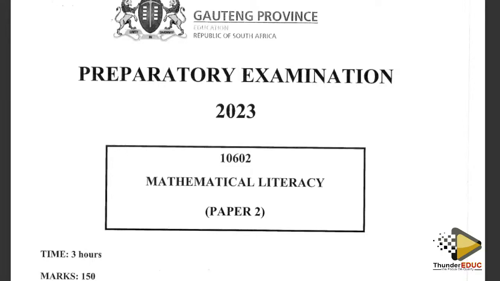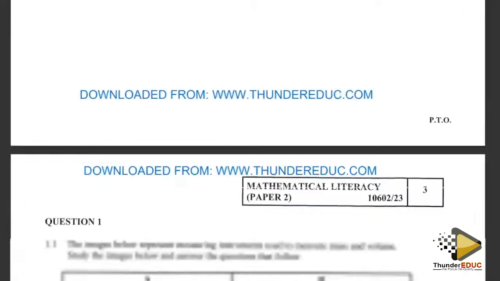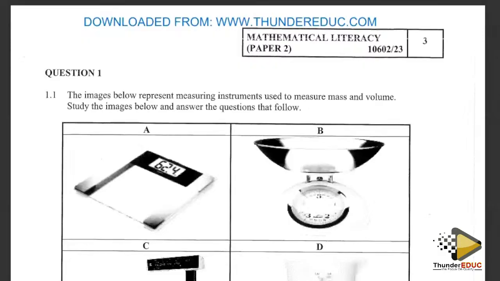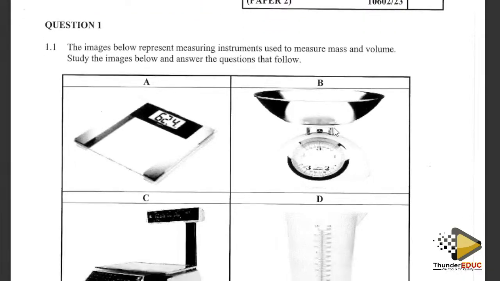All right, let's go through paper 2, prelim paper 2. Okay, we got the questions. Where are the instructions already? We have some diagrams here, which are instruments. Question 1, 1.1. The images below represent measuring instruments used to measure mass and volume. Study the image below and answer the questions that follow.